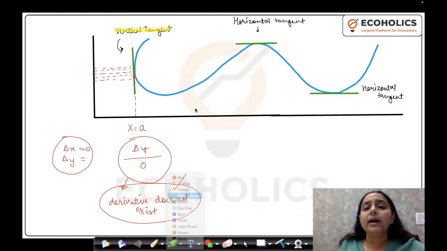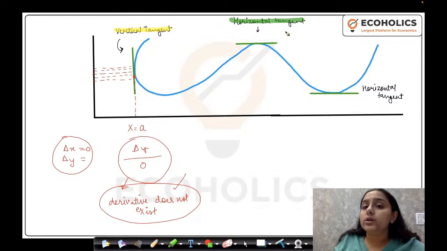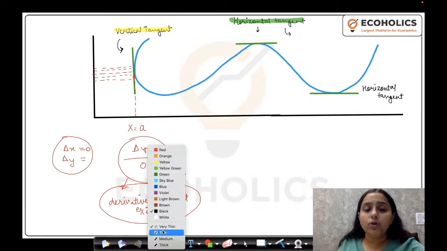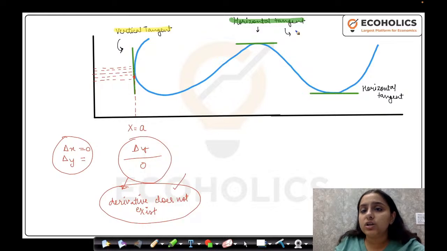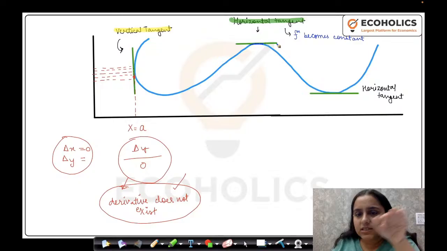But on the other hand, when I talk about the case of horizontal tangent, it's one of the most important cases to study. So, at the point of horizontal tangent, function becomes constant. You can see it here. यहाँ पे देखो function is becoming constant, isn't it? That is why I have a constant slope.